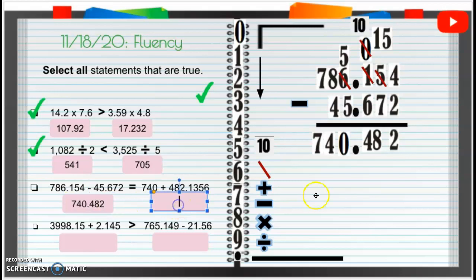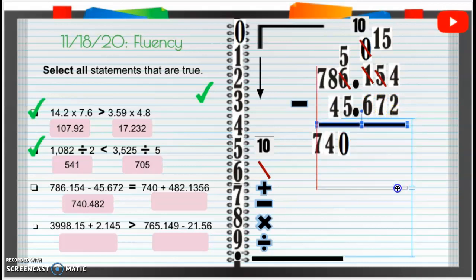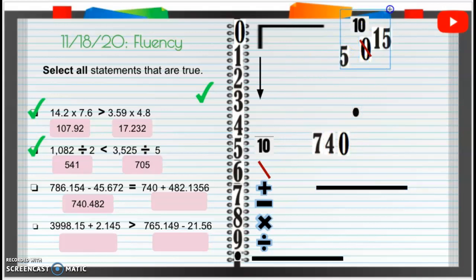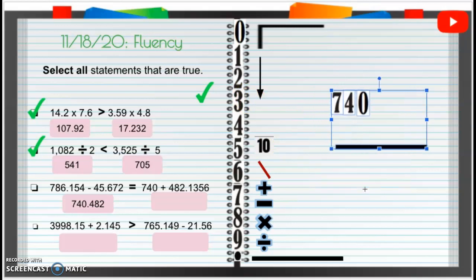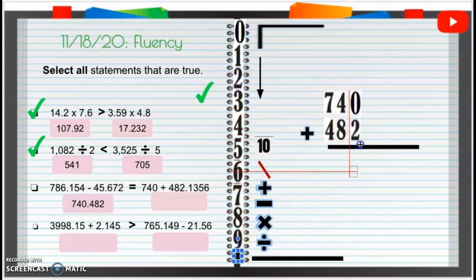All right, let's take a look over here and add. We're going to do 740. Let's just move this down. Plus, look at this. Let's move it up a little bit. Here we go. 740 plus 482. We do have to line up our decimals, remember. 482 and 1,356 ten-thousandths.